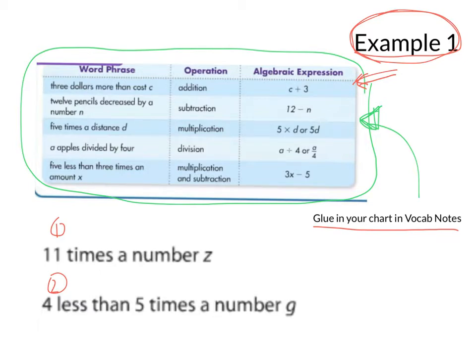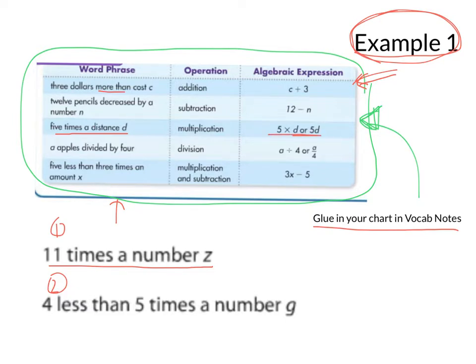And if ever you want to know what more than means, or where I put the number, and how I read it, you can look at this and it will really help you learn more than just me repeating it to you. So I'm looking here at number 1, 11 times the number z. Let's go back up to this chart and see if there's anything like that. All right, 5 times a distance d. That's like the same thing. All right, how did they write that? All right, they wrote 5 times d or 5d.